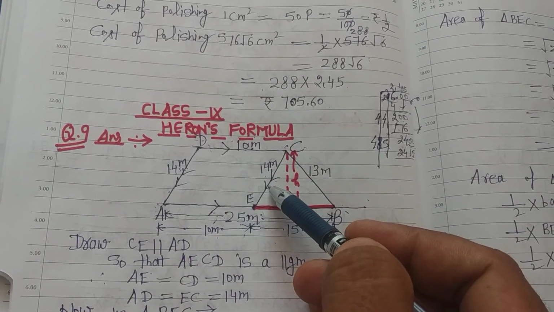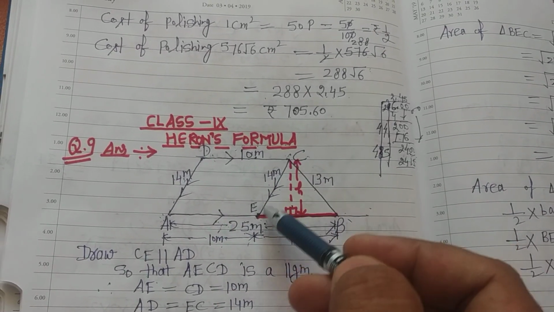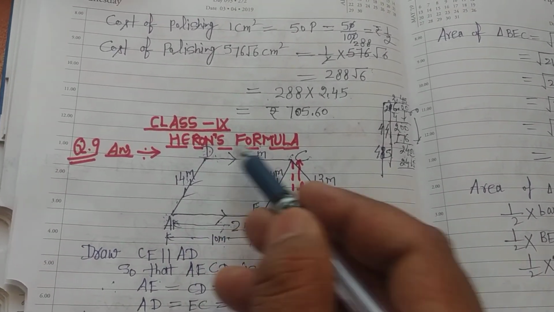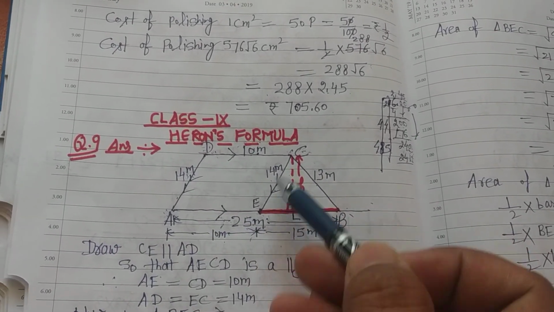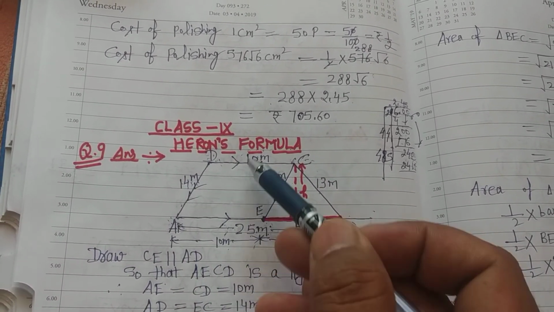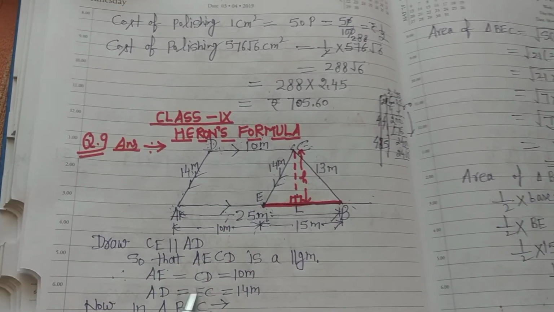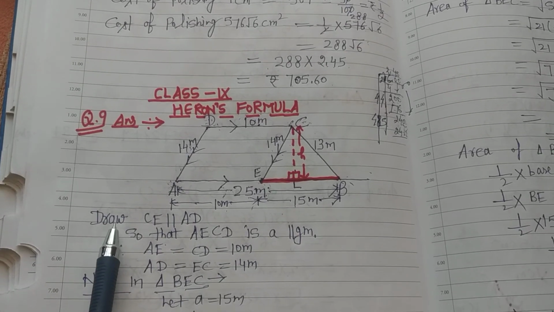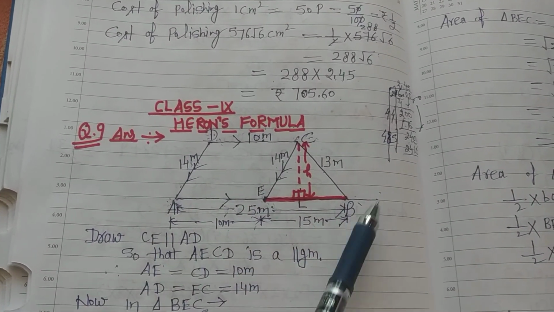This is by construction, and AE and CD, it is given in the question because it is a trapezium. So if AB and CD are parallel, it means AE and CD will also be parallel. Now both pairs of opposite sides are parallel to each other. Therefore AECD becomes a parallelogram. So in the solution part, we'll write: draw CE parallel to AD, so that AECD is a parallelogram.